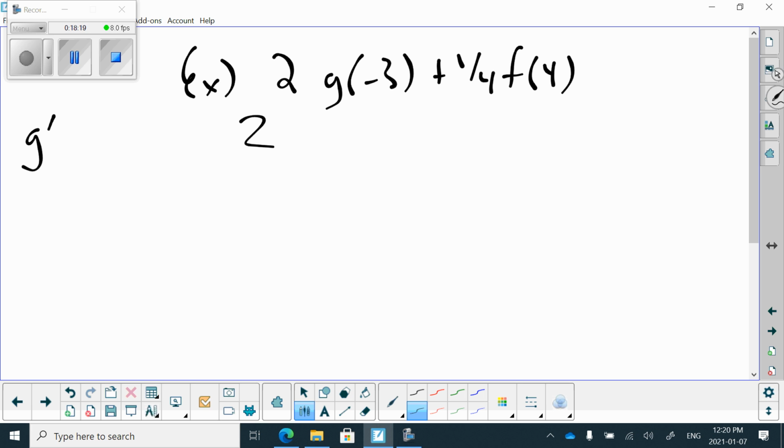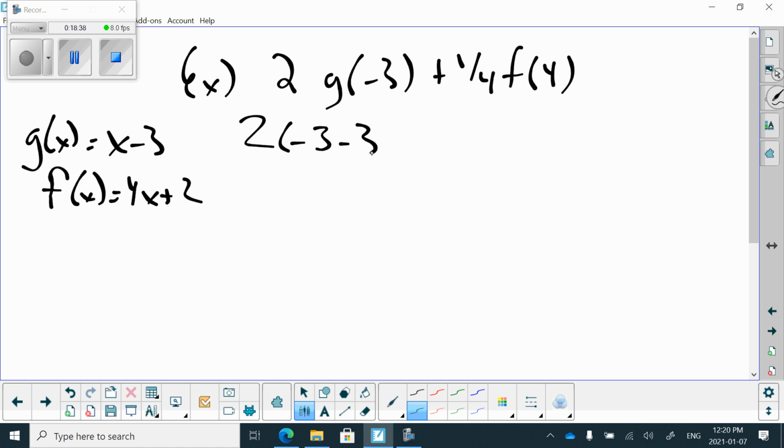Maybe we can write down, what's our g equation again? x minus 3. And our h equation, or sorry, f equation, I guess. 4x plus 2. Let's write these down so they're handy. So if I'm putting in -3, it'll be what there? Yep. And then for our f of 4, 4 times 4 plus 2. Yep.